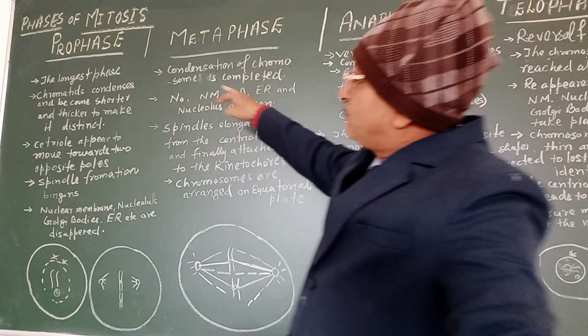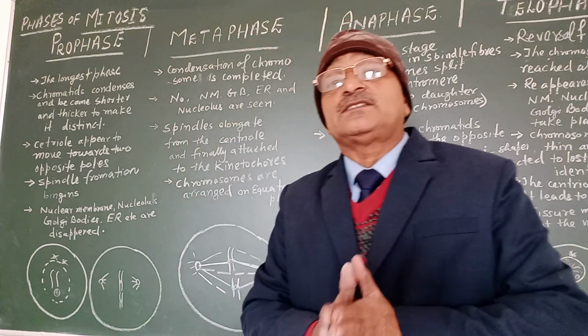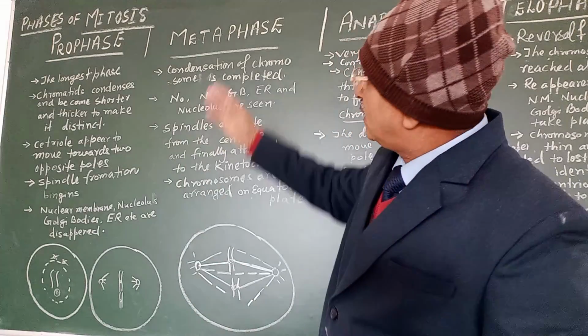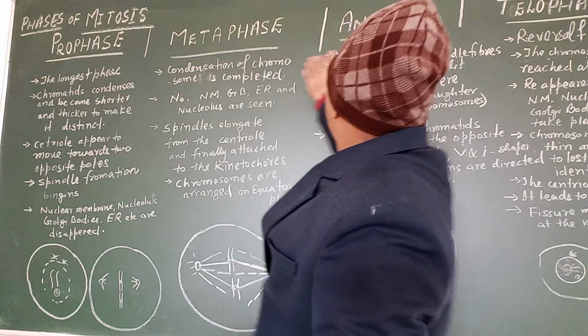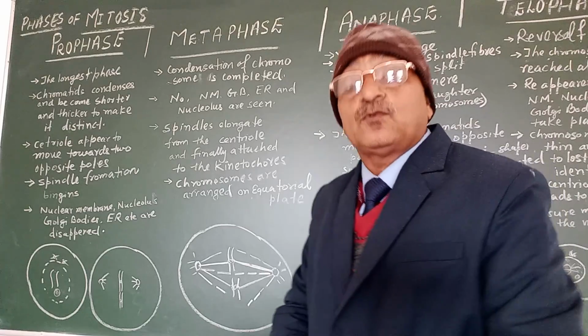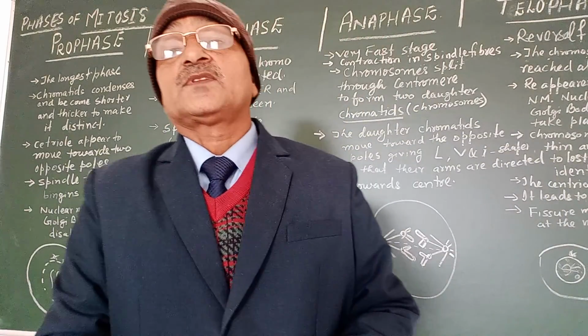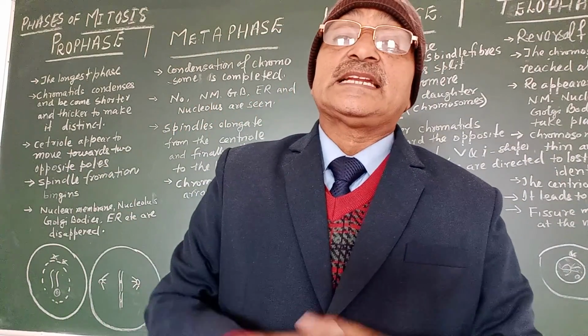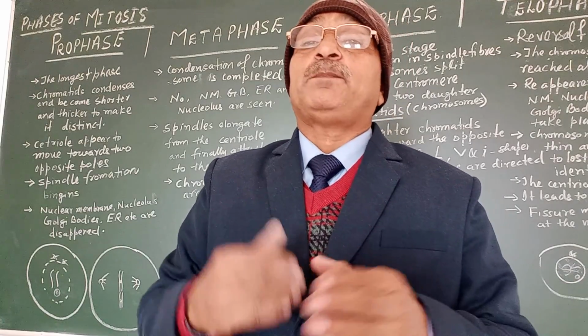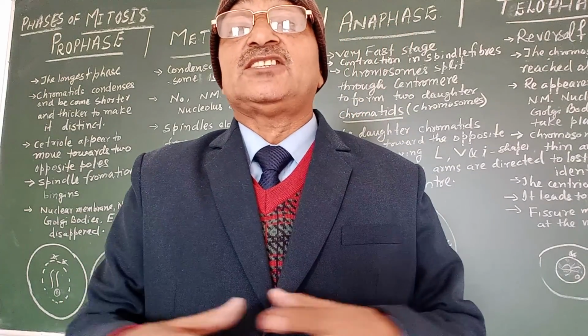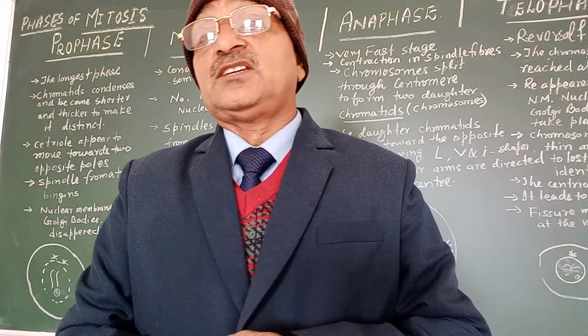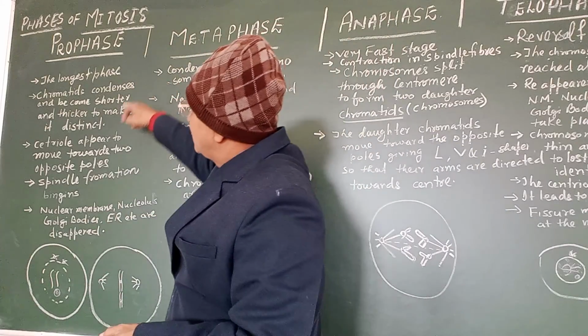So here karyokinesis is further divided. Karyokinesis has different stages like prophase, metaphase, anaphase, telophase. Four phases are there. These all are characterized by peculiar changes taking place in the nucleus. Karyon means nucleus. So what happens in prophase?